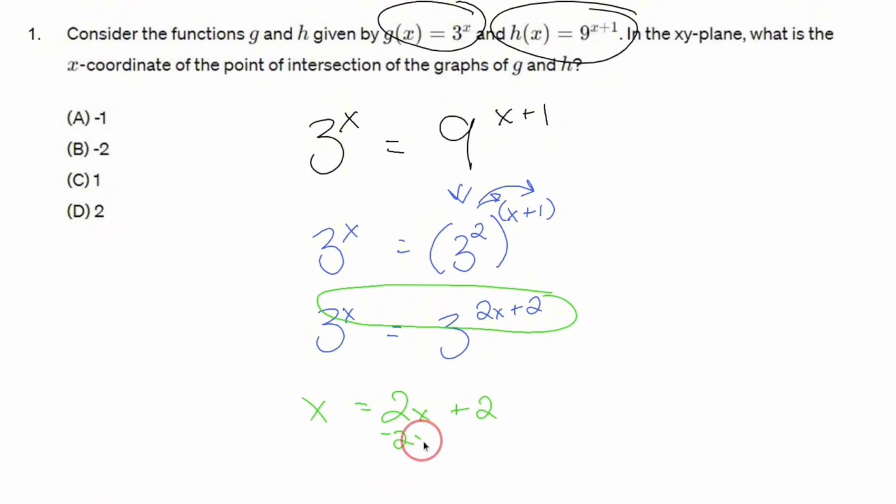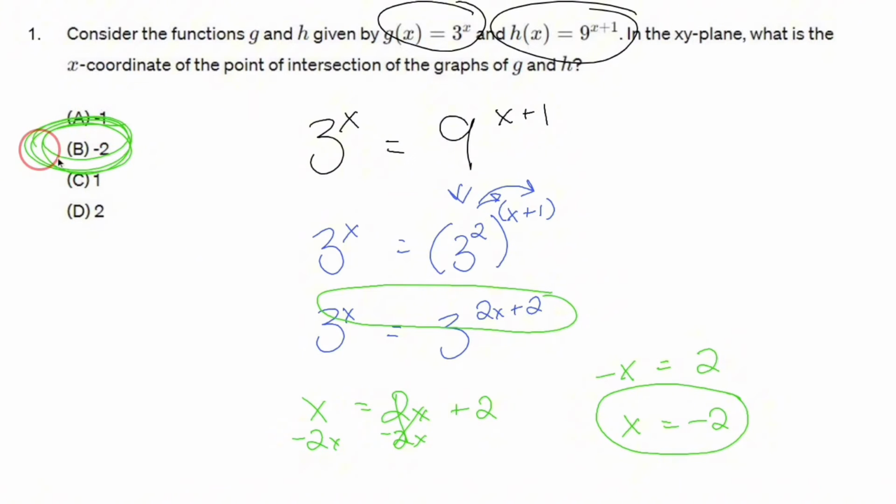Let's subtract 2x from both sides. Okay, giving me negative x equals positive 2. And if negative x is positive 2, then positive x is negative 2 because multiply by negative 1. And so the answer is B. B for boy, oh boy, was this fun. Problem 1 down. Hope this helps.